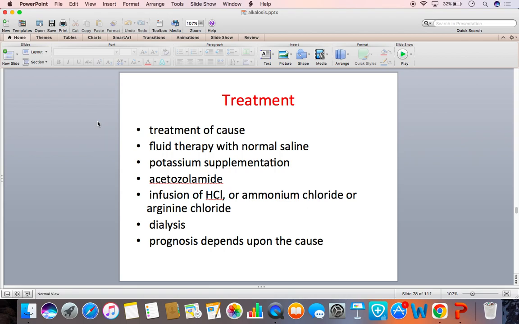Then how to go about treatment? Treatment of the cause should be done. Fluid therapy with normal saline, potassium supplementation, and acetazolamide is going to play a role. Infusion of HCl, hydrogen chloride, ammonium chloride, or arginine chloride. In resistant cases, go for dialysis, and the prognosis depends upon the cause.